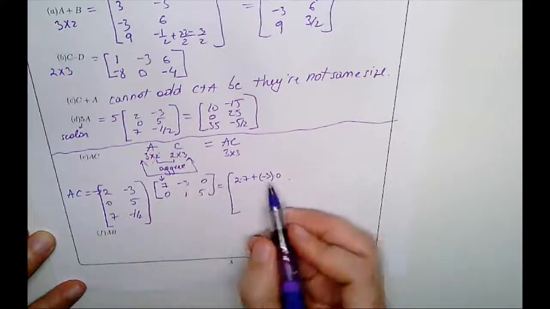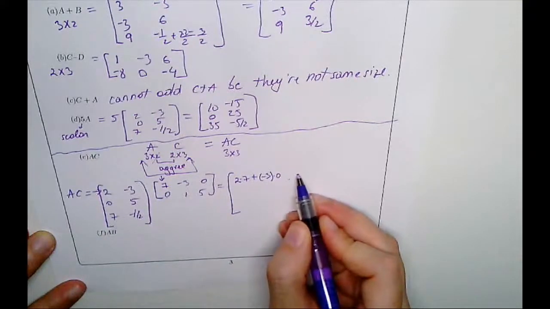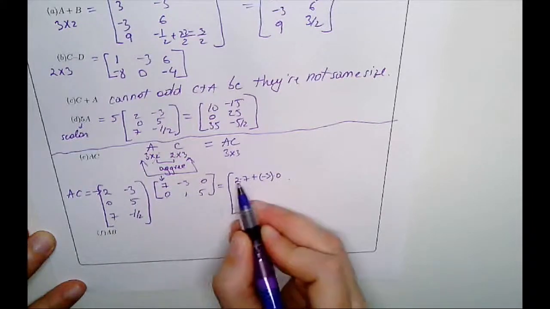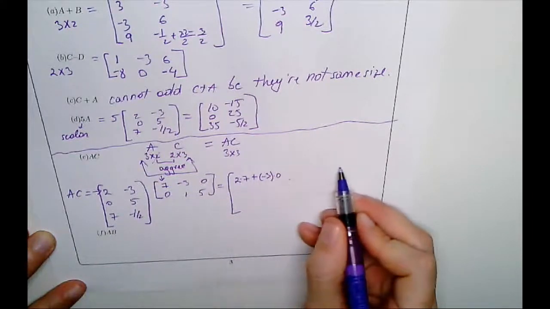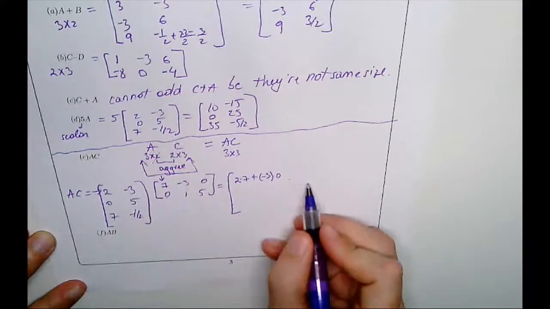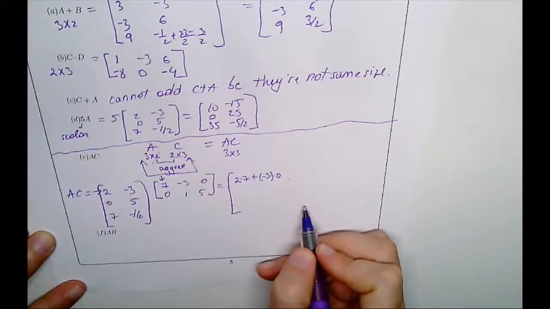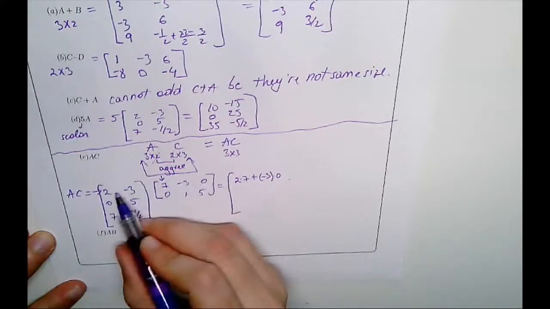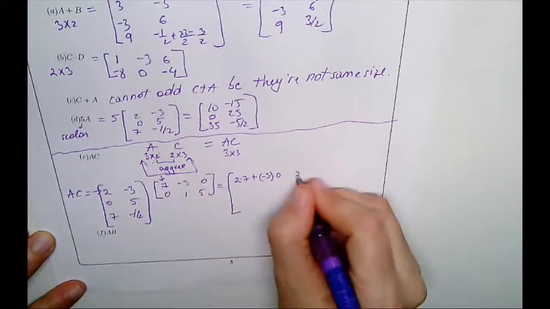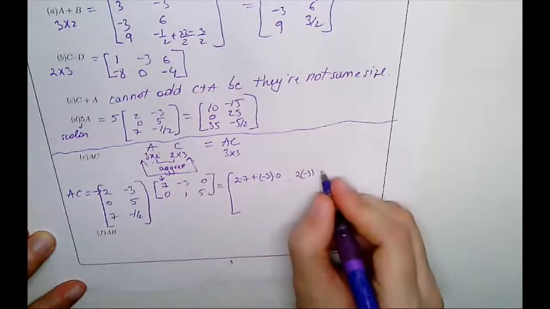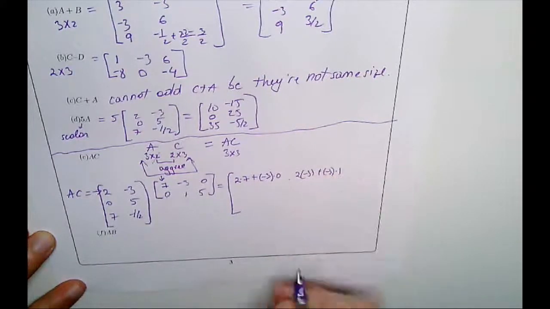Then the second element in here is going to be the first row, because I'm still writing the first row in the result, but I'm writing the second column. So it's going to be the first row times the second column. So it's going to be 2 times negative 3, this times this, plus negative 3 times 1.